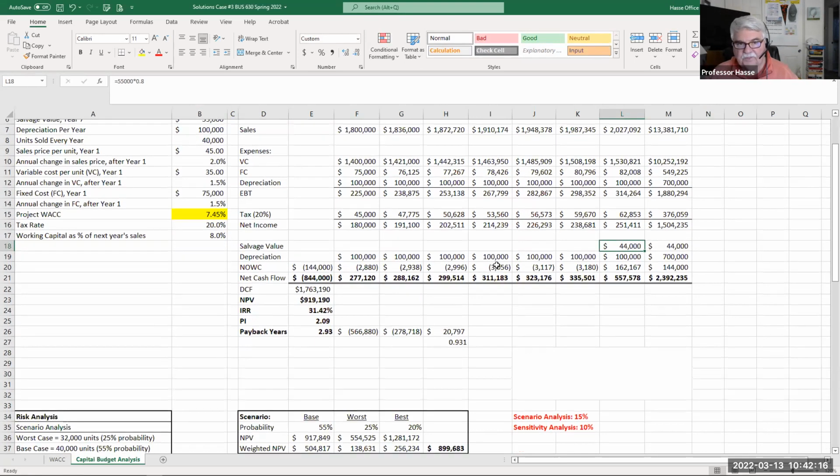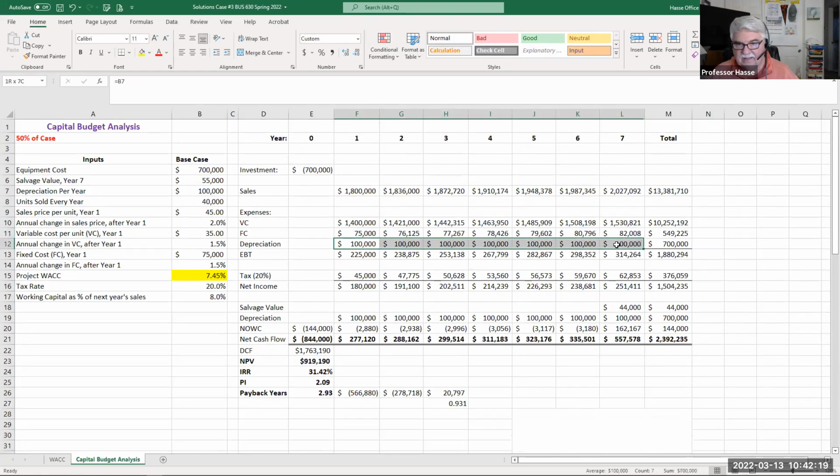Remember, we fully depreciated the asset over the 7-year life. That means it has a book value of $0. That means that $55,000 disposal is a gain on the disposal of that asset. So we have to pay tax. Many of us came up with the 44,000, but we forgot to include it in the total of year 7 cash flow of $557,578. Some of us missed that.